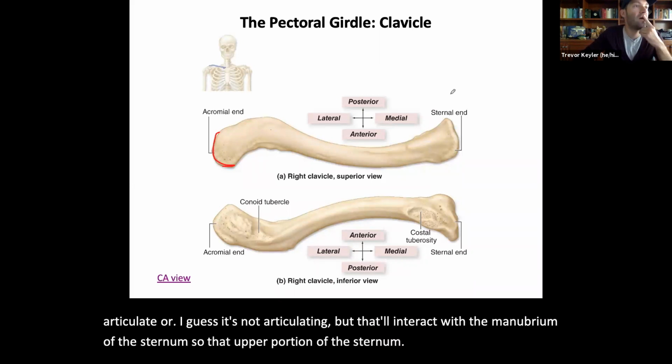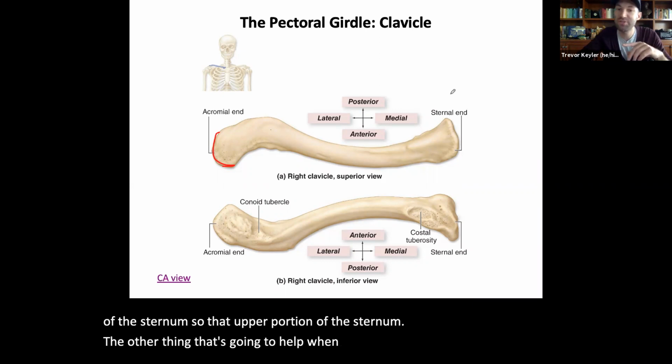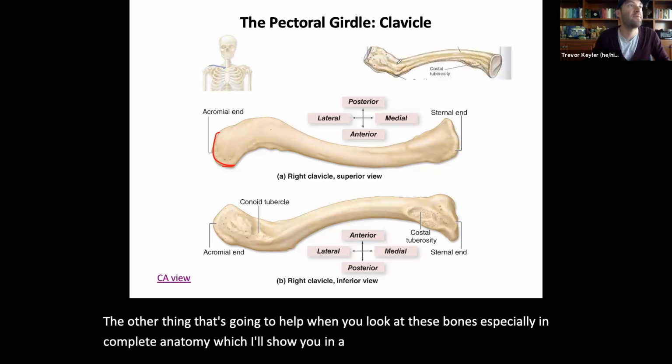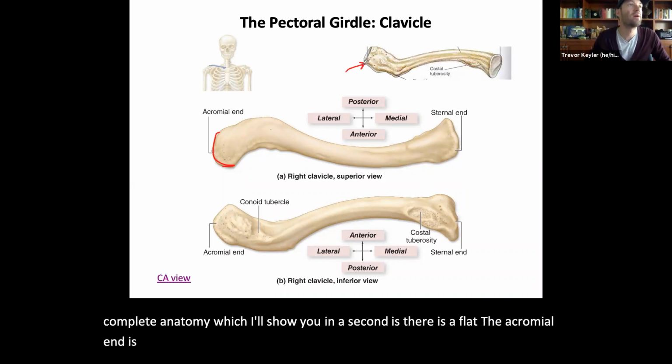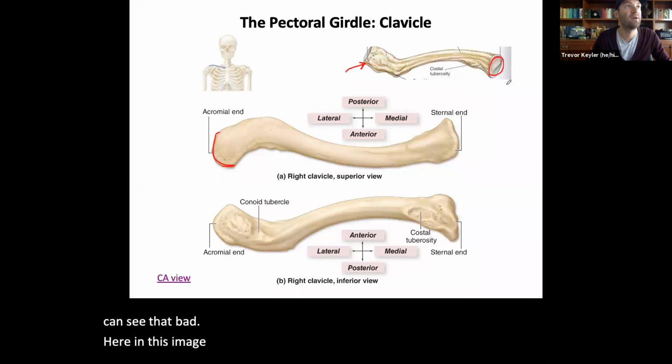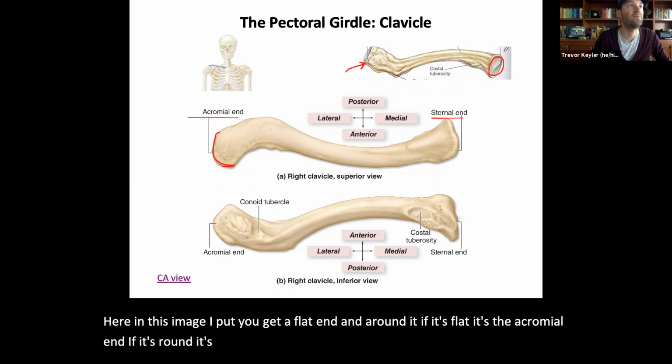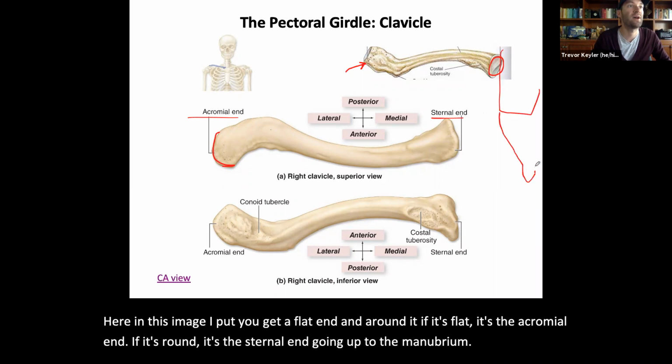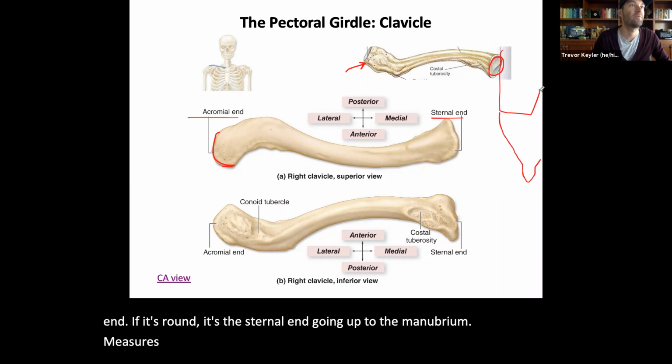The other thing that's going to help when you look at these bones, especially in Complete Anatomy, which I'll show you in a second, is that the acromial end is flat, so it's really thin, versus the sternal end, which is really round. You can see that better in this image I've put here. So you get a flat end and a round end. If it's flat, it's the acromial end. If it's round, it's the sternal end going up to the manubrium. There's your xiphoid process. Terrible sketch.